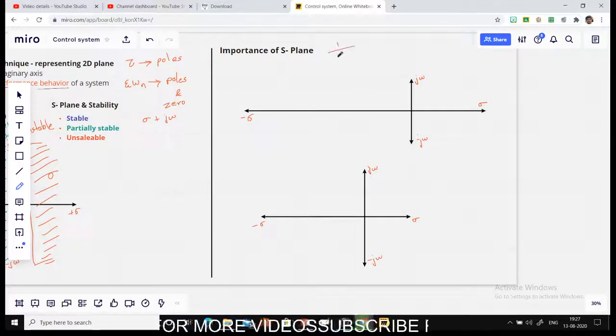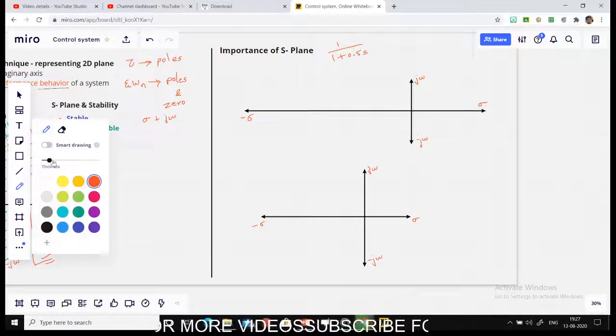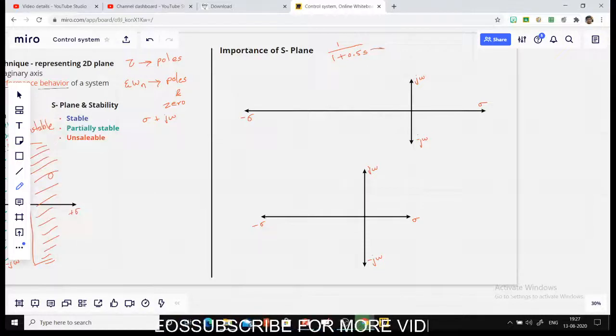G of s is equal to 1 upon 1 plus 0.5 s. So what is the pole value for this? You can easily find the pole value for this system by equating the denominator with 0 and finding s. So you will get the denominator equal to 0 for s equal to minus 2. So minus 2 is your pole value. Poles will be represented on your S-plane as a cross.